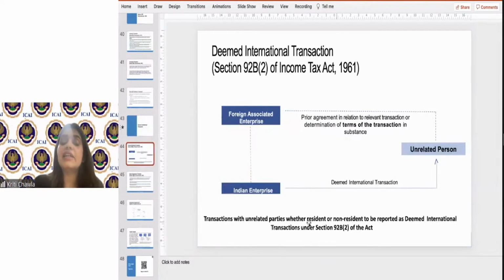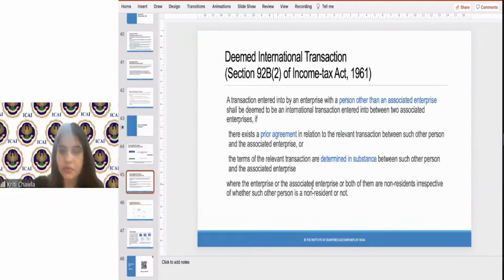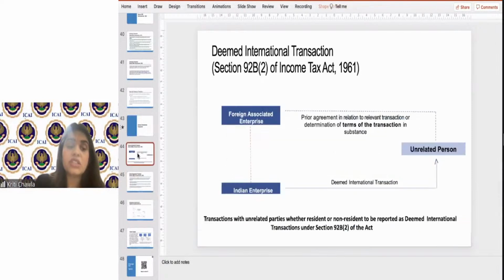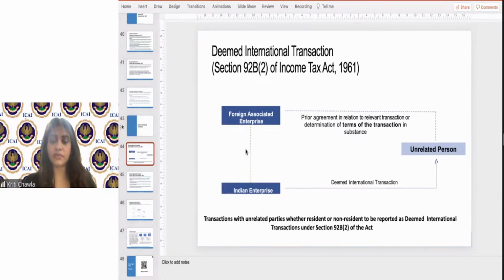So they say that whether the unrelated person is a resident or non-resident, it does not really matter. It says whether such other person is a resident or a non-resident, it does not really matter. So even if it was a transaction between two Indian enterprises, it would have been within the purview of an international transaction. It would be a deemed international transaction.